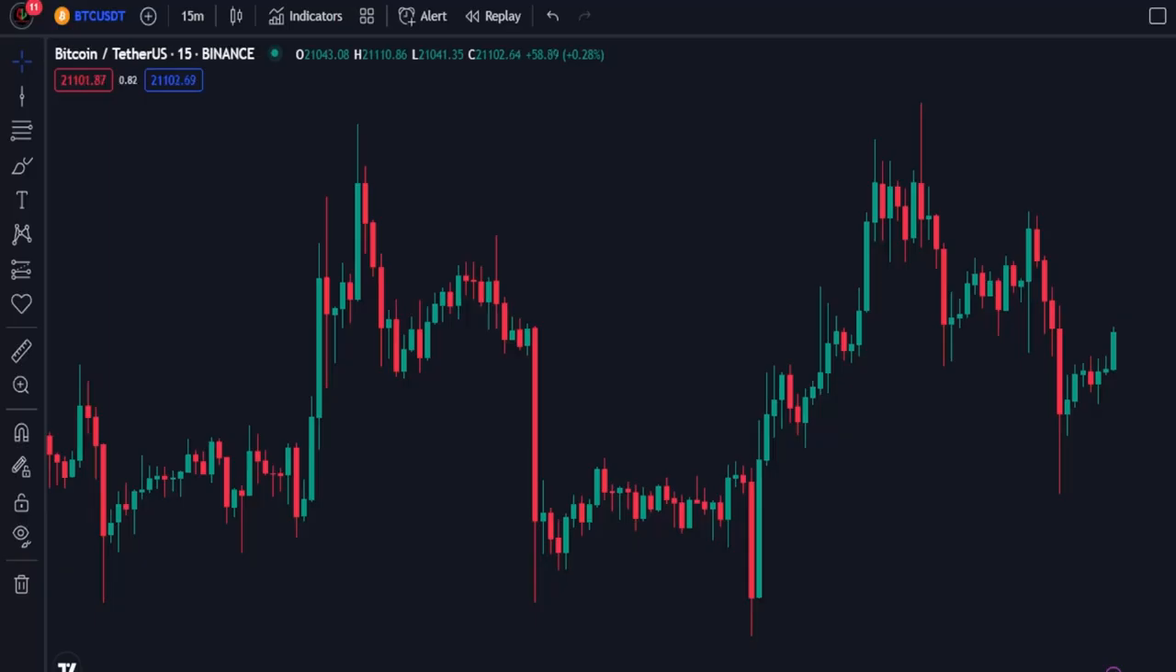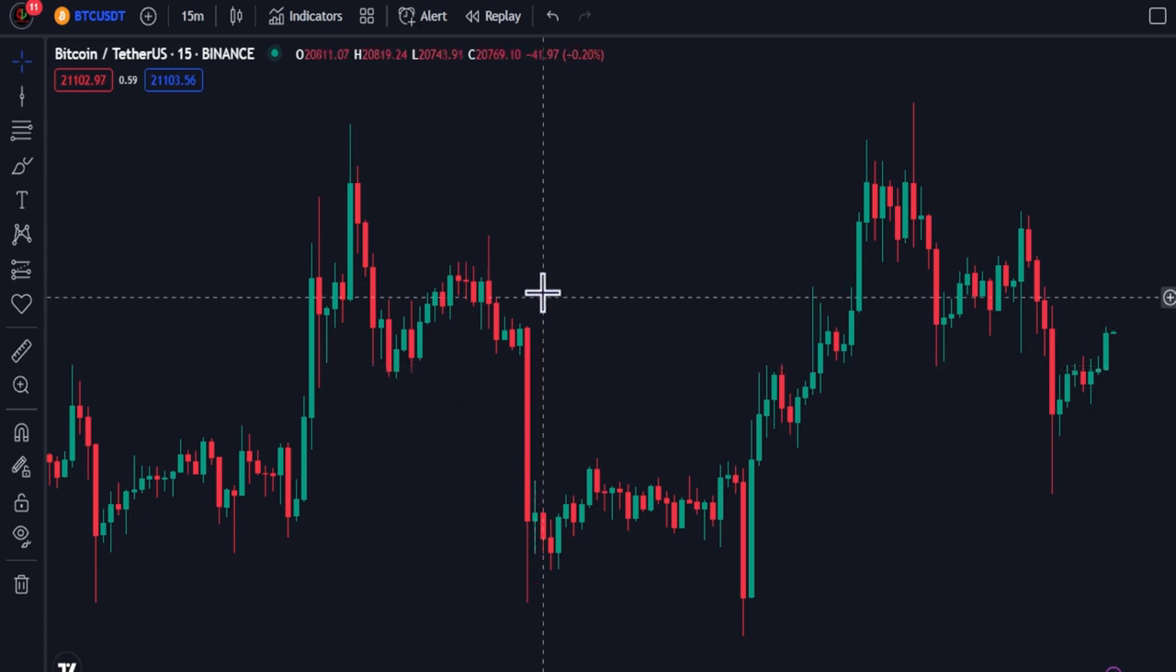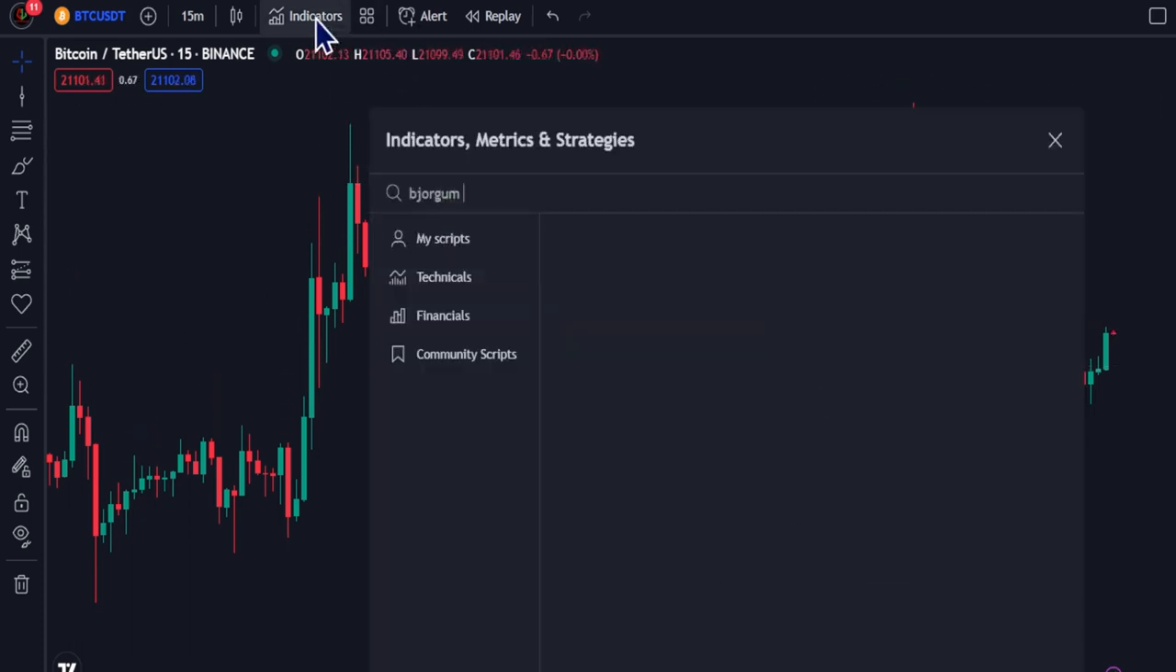First, let's go to Tradingview. Next, we will add the Bujorgum Key Levels indicator to the chart. To do this, go to the Indicator Search tab and search for the Bujorgum Key Levels indicator. Select the indicator created by Bujorgum and add it to the chart.